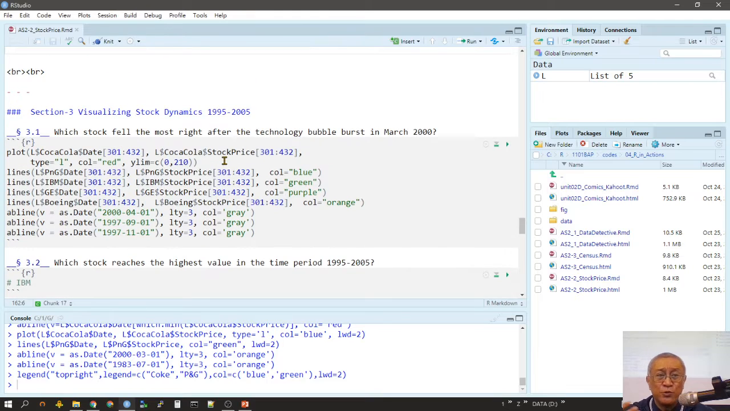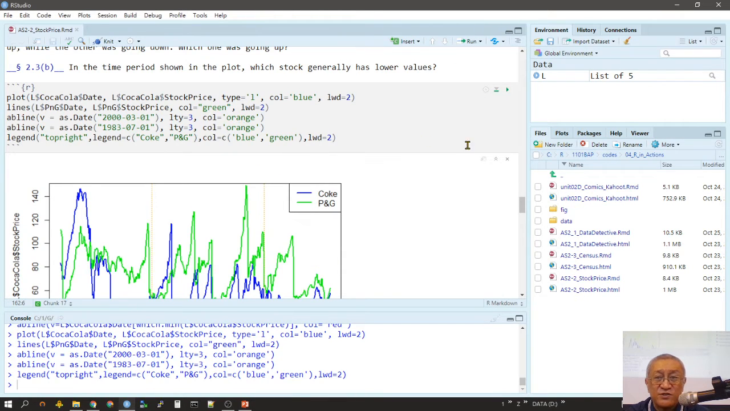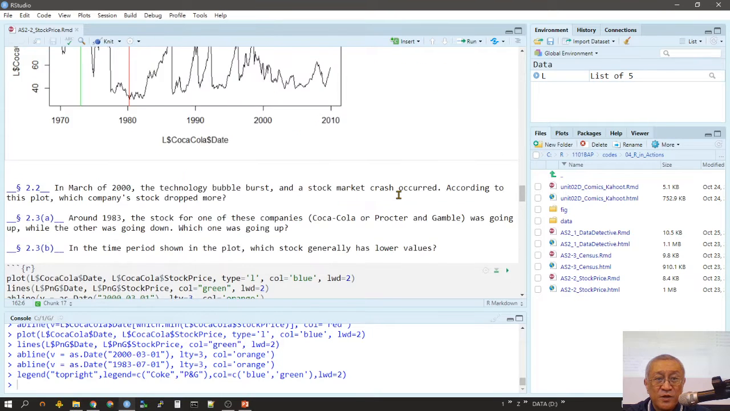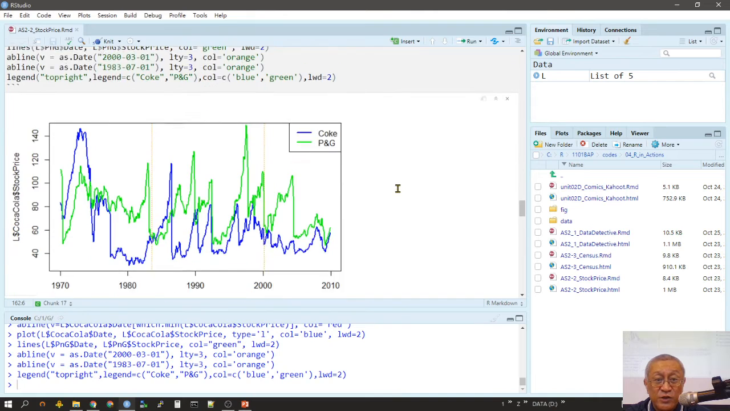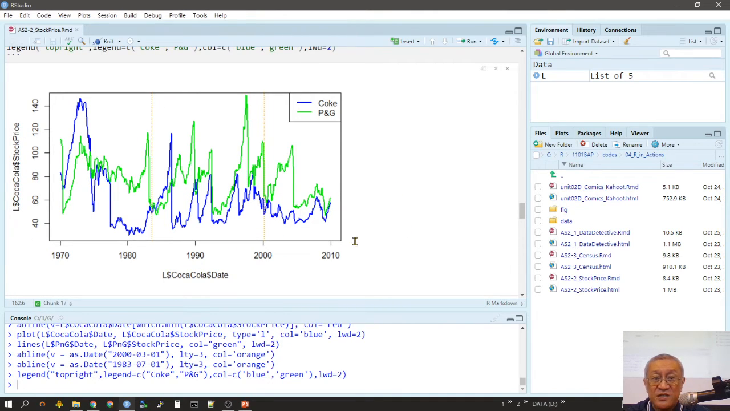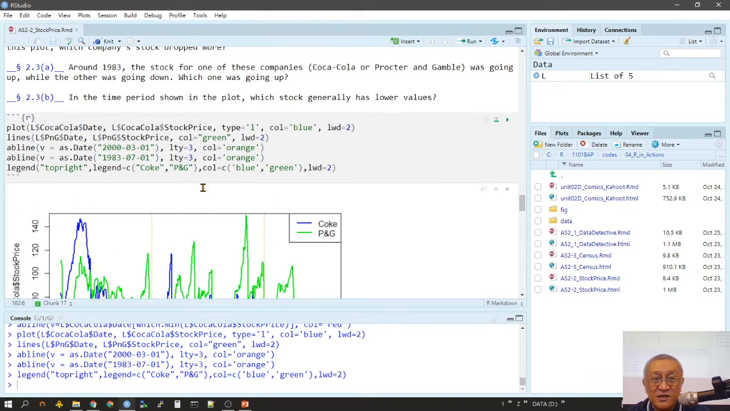So if you want to answer a question like this, you need to draw the stock price, and you will have to draw some assisting lines. Otherwise, you cannot. So this assisting line is actually the date.